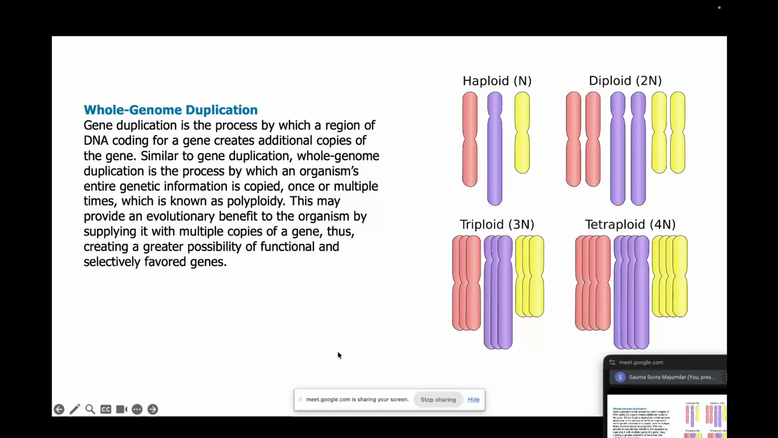Similar to gene duplication, whole genome duplication is a process by which an organism's entire genetic information is copied once or multiple times, which is known as polyploidy. We see this very often in plants. In animals, it is not so common. When it is present, I think, just let me verify before saying this. One second.